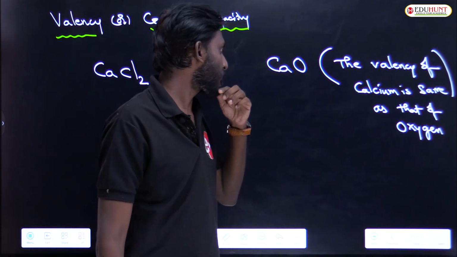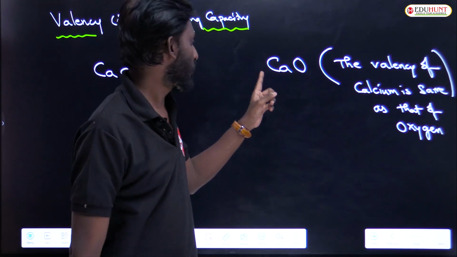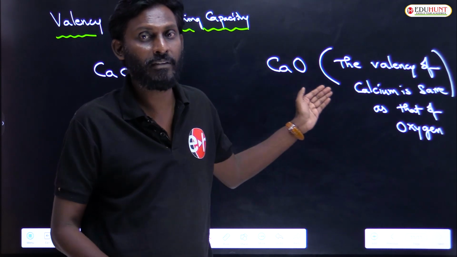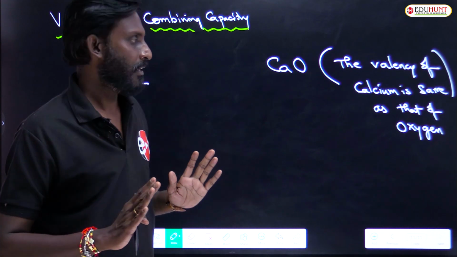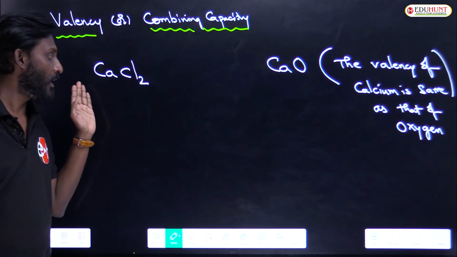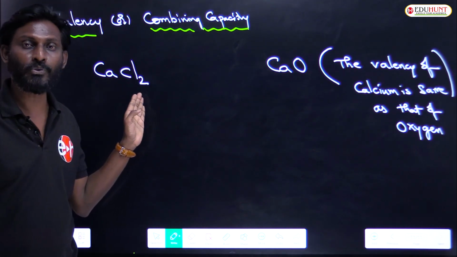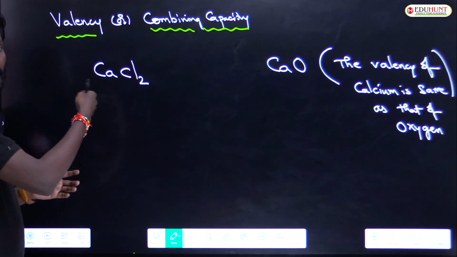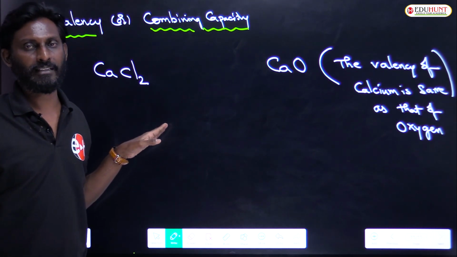Here again I am saying, one calcium atom combined with one oxygen. That means one atom combined with one atom. That means they both have the same combining capacity. And similarly, look at this, the same calcium atom combined with two chlorines. That means their combining capacity is different. That means their valency is different. That's why one atom bonded with two chlorine atoms.